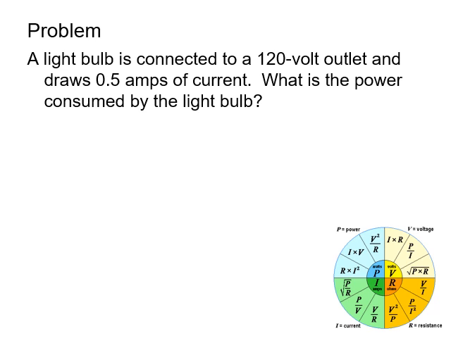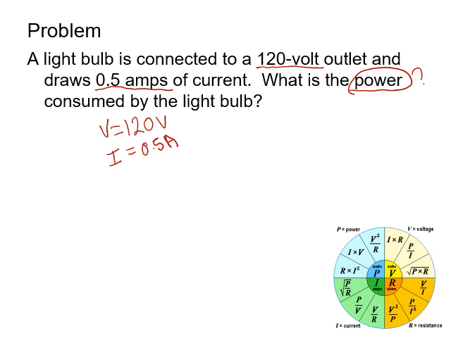So here the problem reads, a light bulb connected to a 120 volt outlet. So I know that V equals 120 volts and draws 0.5 amp of current. And then I know that I equals 0.5 amp. And then the question is asking what is the power consumed. So I am looking to calculate P.